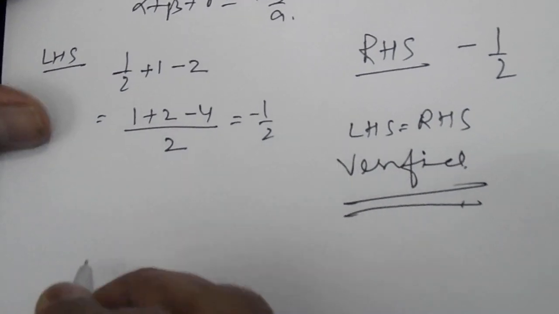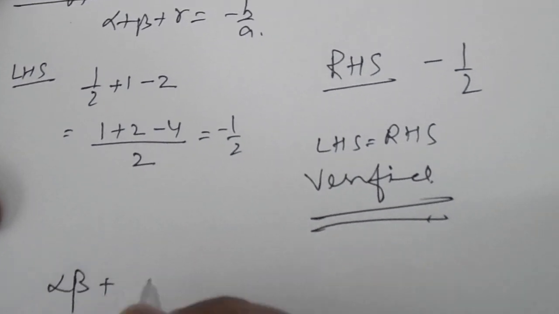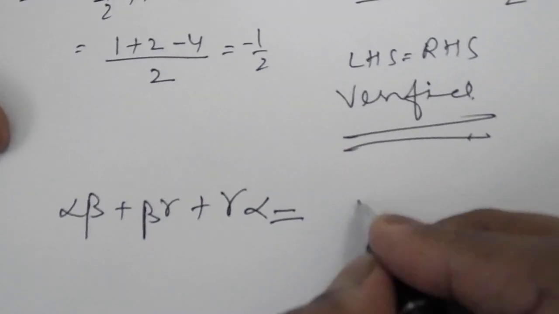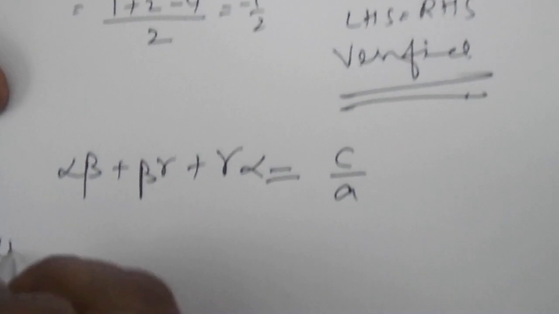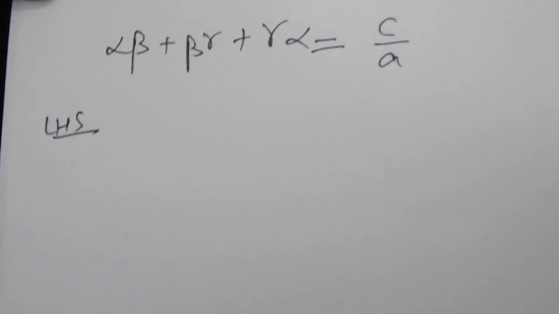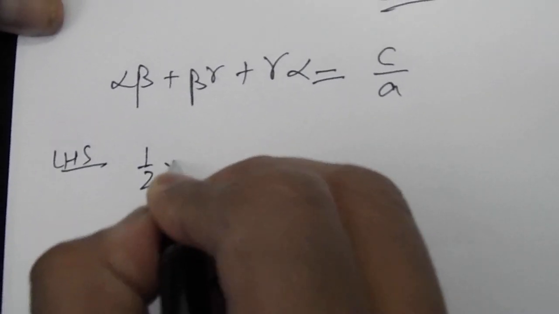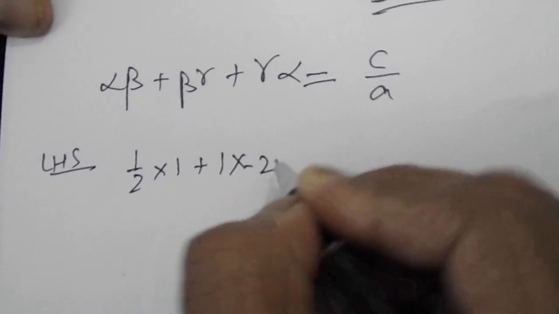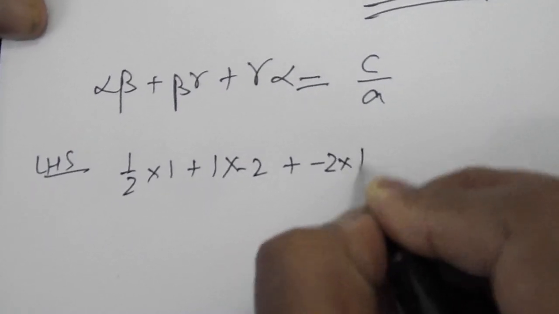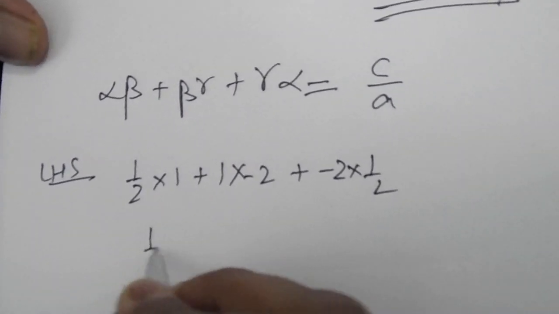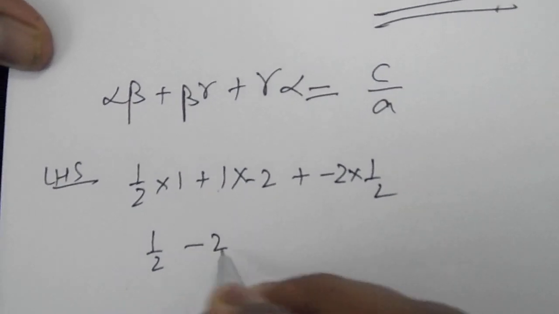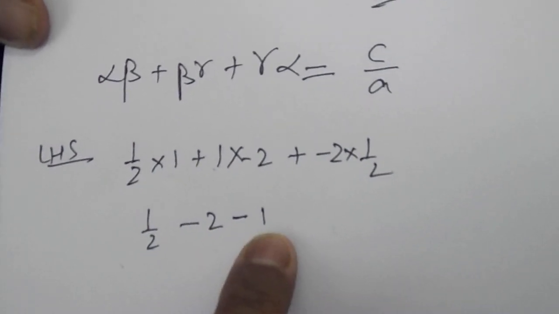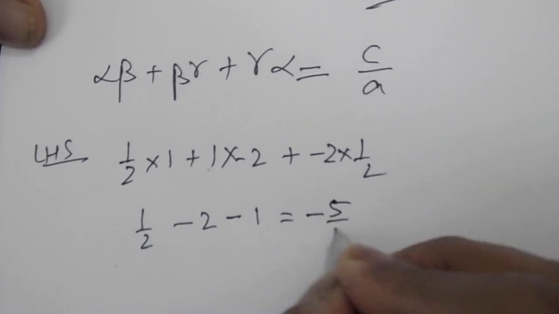Second part, we have to verify alpha into beta plus beta into gamma plus gamma into alpha is equal to C by A. Left hand side, we put the values: half into 1 plus 1 into minus 2 plus minus 2 into half. This becomes half, this becomes minus 2, and this becomes minus 1. So half minus 3, that gives us minus 5 by 2.